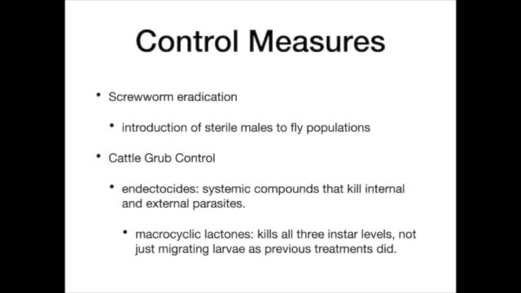Screwworm eradication is being looked at through the sterile insect technique, or SIT method, which is the introduction of sterile males. Cattle grubs are being controlled by using compounds that will kill internal and external parasites. These are called insecticides. They are injected or consumed by the cattle, and then destroy the flies if they get onto them.